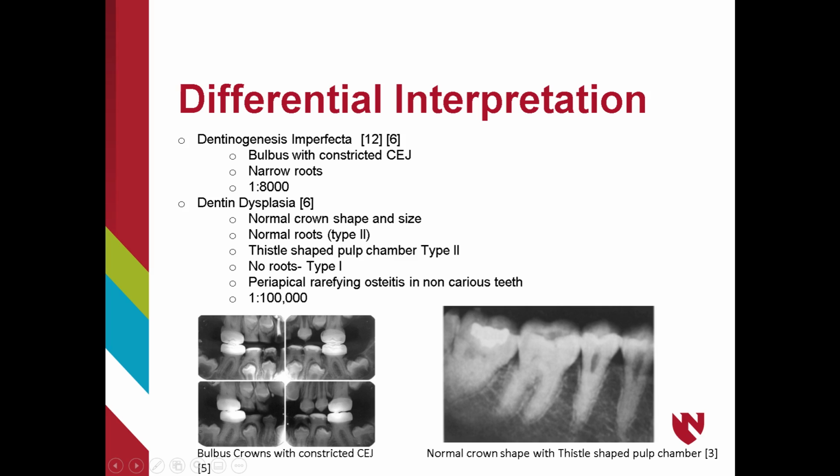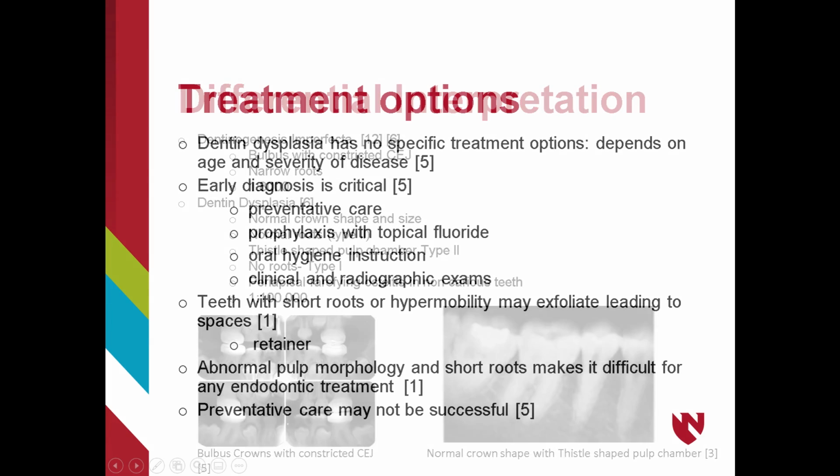Dentin dysplasia presents with normal-shaped crowns and either normal-shaped roots in the case of dentin dysplasia type 2 or a near total absence of roots in the case of dentin dysplasia type 1. Thistle-shaped pulp chambers are characteristic of dentin dysplasia but are not always present. Additionally, periapical rarefying osteitis is more commonly seen in dentin dysplasia. Lastly, dentinogenesis imperfecta is substantially more common than dentin dysplasia. Dentinogenesis imperfecta occurs in 1 in 8,000 individuals, compared to the 1 in 100,000 individuals seen with dentin dysplasia.